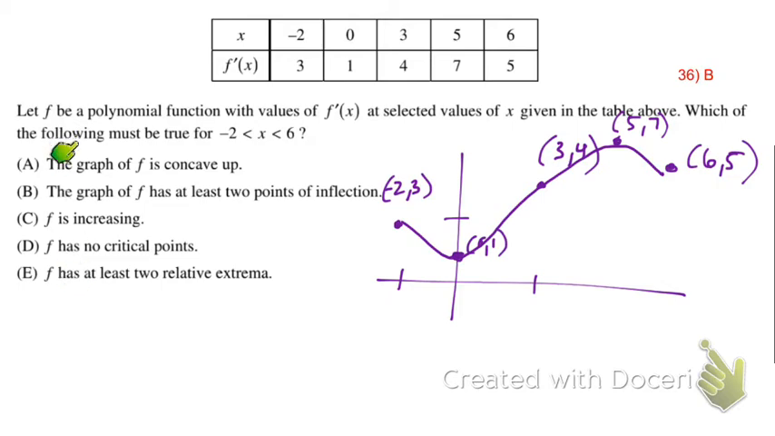So looking at all of these individually, the only one that has to be true is answer choice B, because there's no way to connect these points together without having at least 2 times that it turns around. So B is the correct answer.